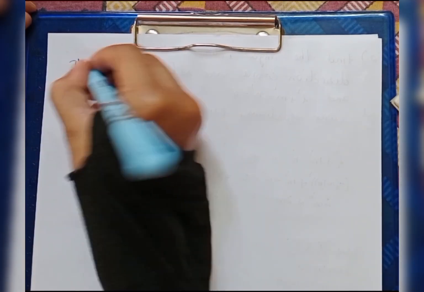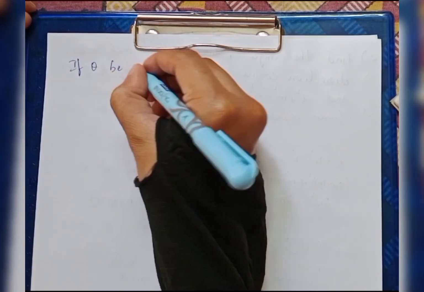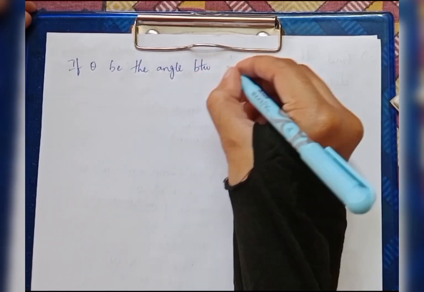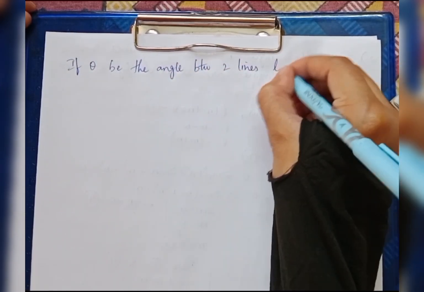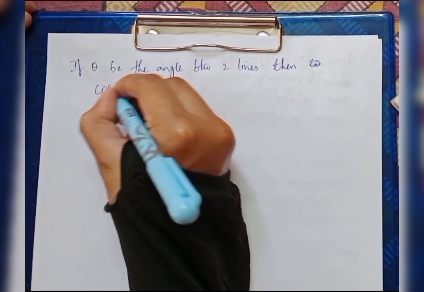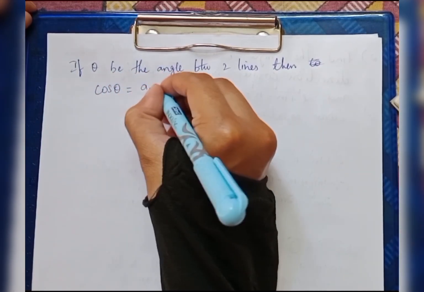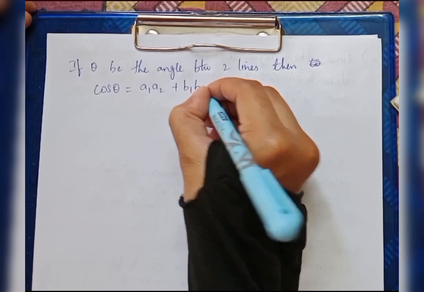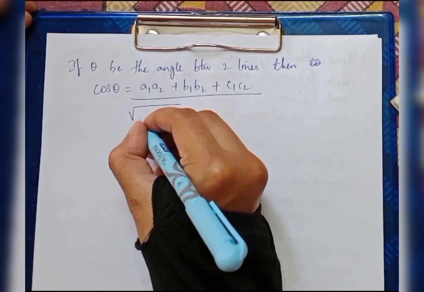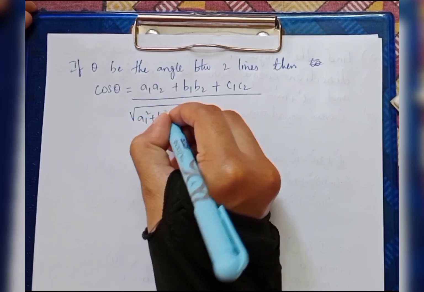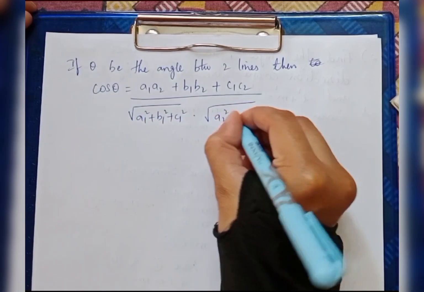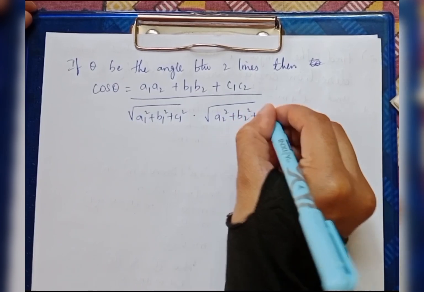Now, if theta be the angle between two lines, then cos theta is equals to a1 a2 plus b1 b2 plus c1 c2 by root of a1 square plus b1 square plus c1 square into root of a2 square plus b2 square plus c2 square.